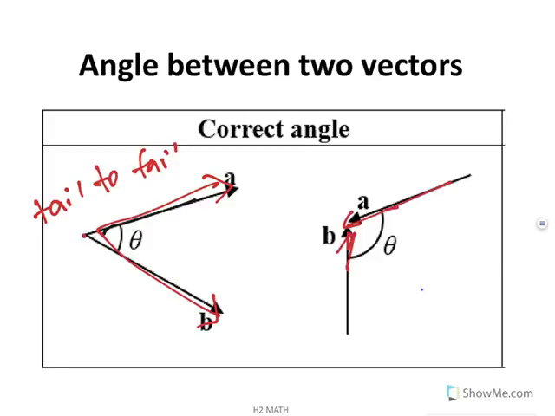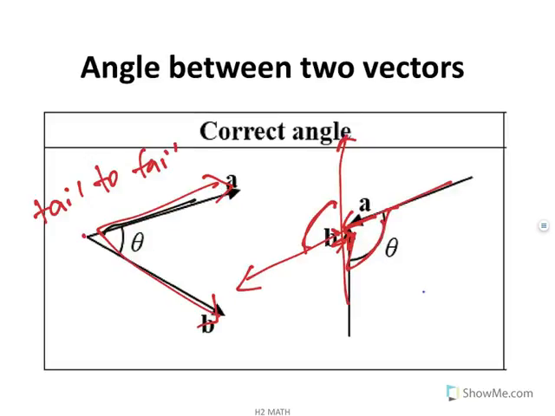If you were to look at this head to head, this is the same as tail to tail. Like if you extend this, then the angle here is the same as the angle here. This will be tail to tail, right? Because of the vertically opposite angle. So it's either tail to tail or head to head.